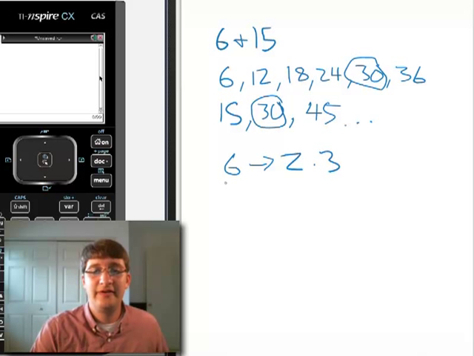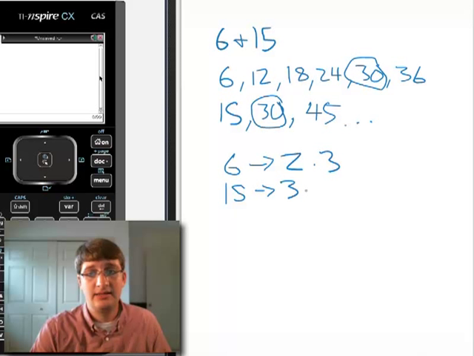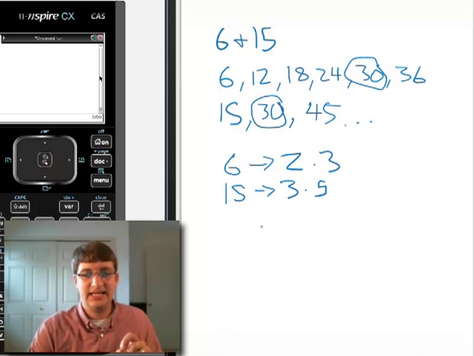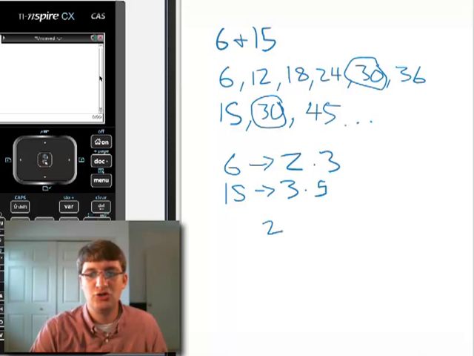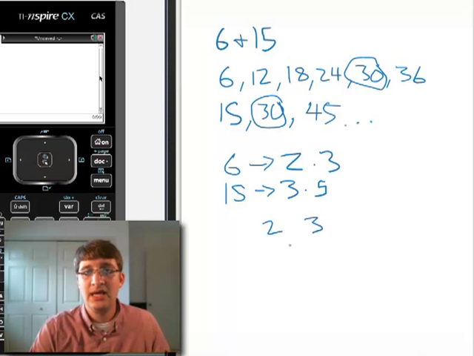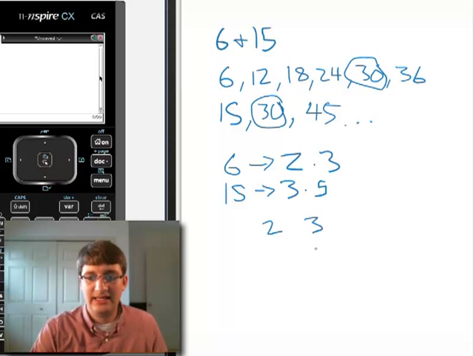I'm going to do the same thing for 15. 15 gets broken down to 3 times 5, because 3 times 5 is 15. Both 3 and 5 cannot be broken down anymore. The way this trick works is to list the prime factorization of 6 first, so that's 2 and 3, and then below it list the prime factorization of 15. So we're going to list out 3 and 5.